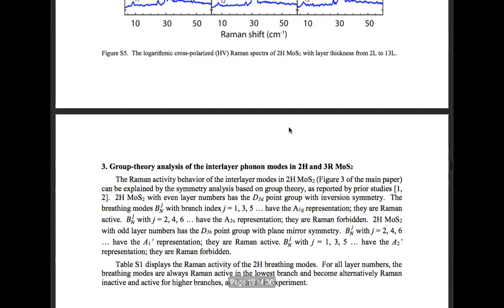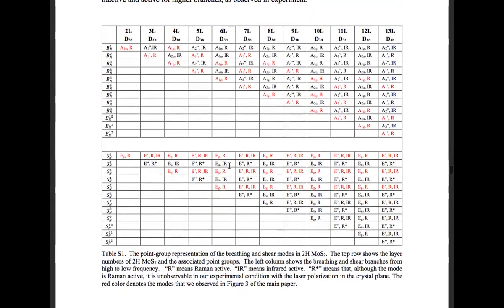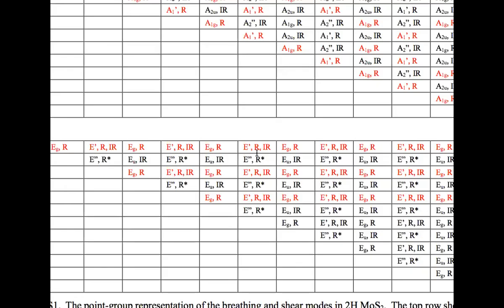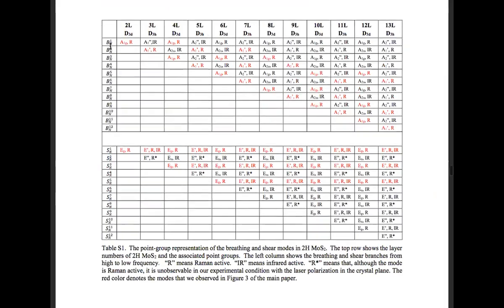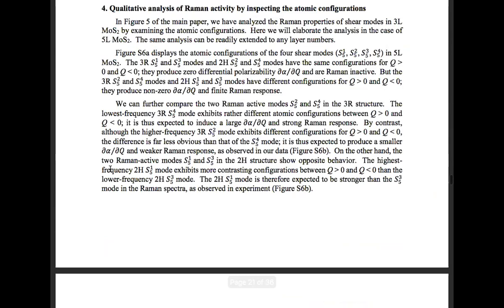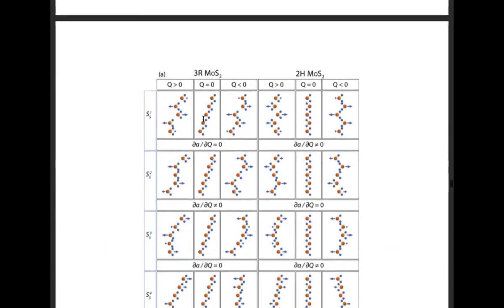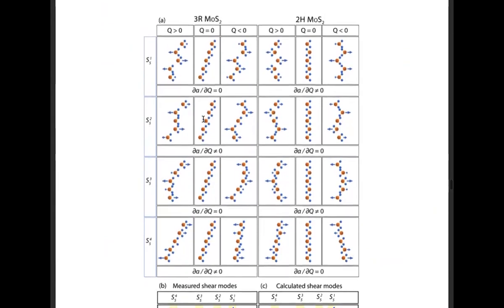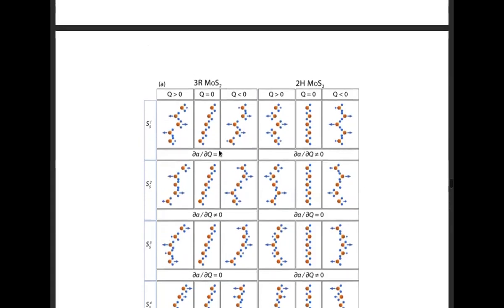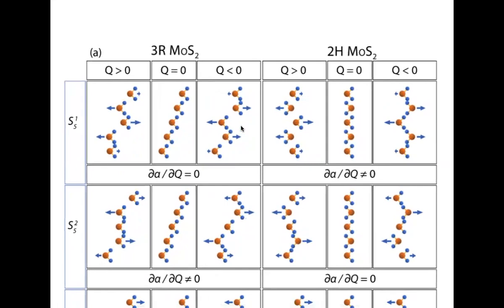A lot of analysis. These are the group theory results. I separated the Raman active and infrared active modes, so we separate the different modes. Okay, so this is another one. This is for 5 layer. For 5 layer, you have 5 modes. So let's briefly go through it. It's just the same thing, just on a higher layer number.